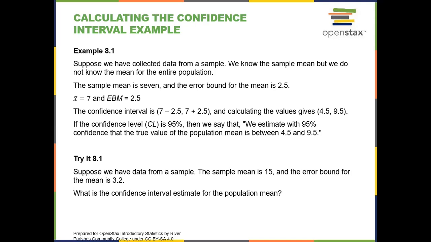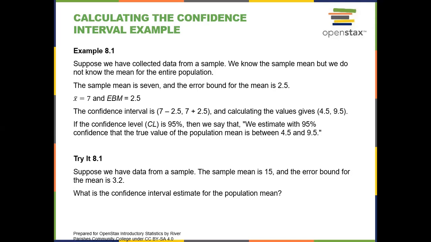Again, the lower boundary 4.5 comes from the fact that from the sample mean, we subtract the error bound for the population mean, also called margin of error. That is 7 minus 2.5, which is 4.5. And the upper boundary is the sample mean plus the error bound, which is 7 plus 2.5, which is 9.5. If the confidence level is 95%, we can state with 95% confidence that the actual population mean is between 4.5 and 9.5.